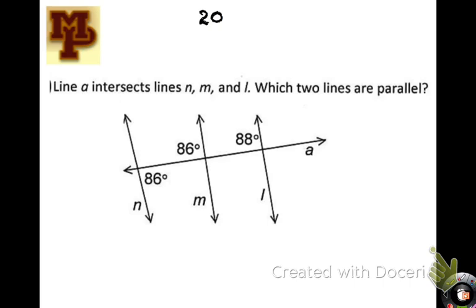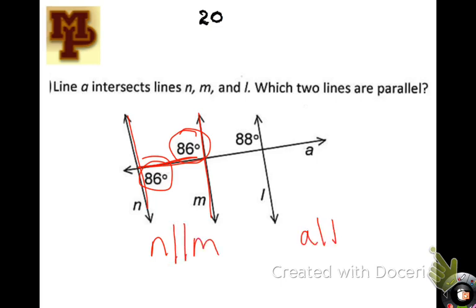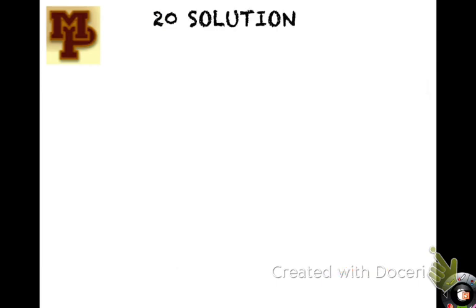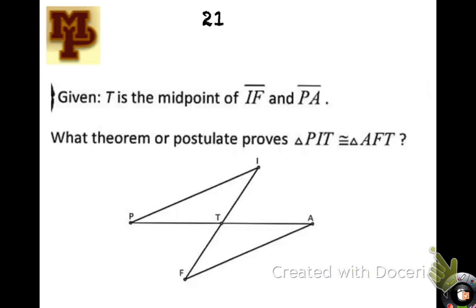congruent. So when you look at this and you see, hey, I've got 86 and I've got 86, then this would be the transversal, and then these would be the parallel lines. So we would be able to say that N and M are parallel. So N is parallel to M, and that's because of the alternate interior angles being congruent.